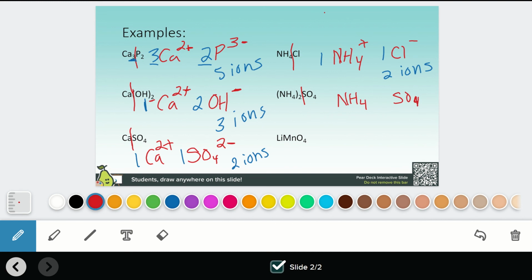Now we've got this 2 on the outside of that parentheses. That's going to tell us there's 2 of those ammoniums. So we can go ahead and put that out front, 2 of those. We got 1 sulfate, so that can help us out.